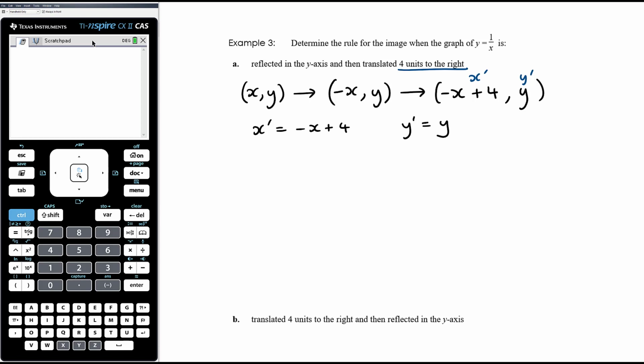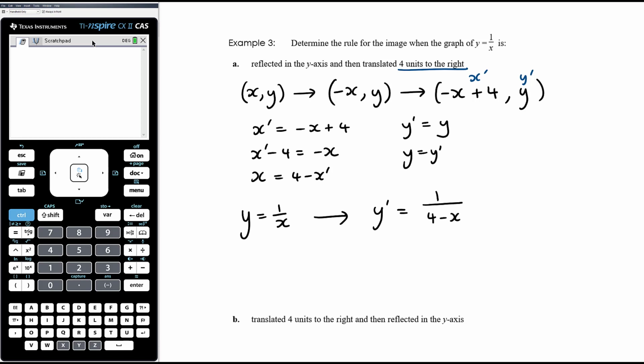Well, you could do it a couple of ways. If we take away 4, x dash minus 4 equals negative x, but then we multiply everything by -1, we get 4 minus x dash equals x. And y is just y dash. And now we can apply it to the rule. So y equals 1 on x is going to become, we replace y with y dash, and we replace x with 4 minus x dash. So therefore the image is y equals 1 on 4 minus x. No work to be done to make y the subject. So that is the rule after we reflect in the y-axis and then translate 4 units to the right.